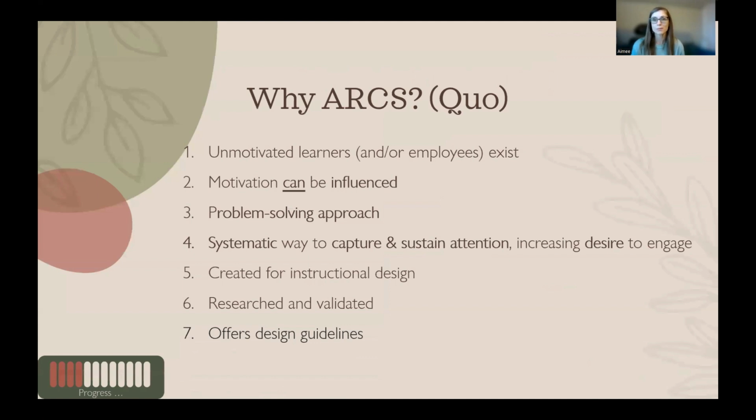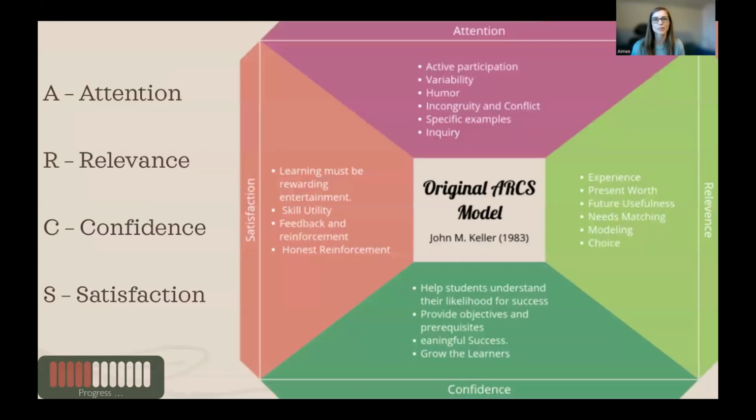So why ARCS? Well, we all know that unmotivated learners and employees do exist. Motivation can be influenced, and this is a problem-solving approach created for instructional design that is a systematic way to capture and sustain attention. It has been researched and validated, and it offers design guidelines. So these components, he doesn't just describe them, he doesn't just explain them like you would if it were solely a theory, but he also gives examples of what you can do and how you can implement this idea.